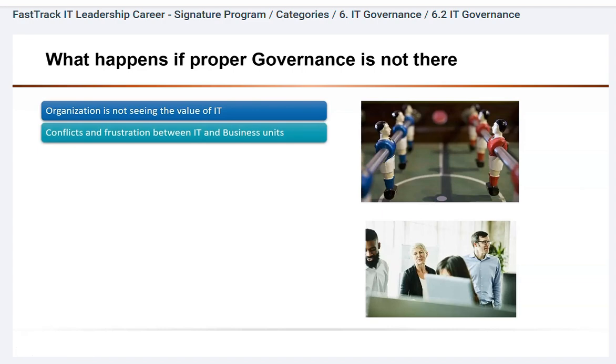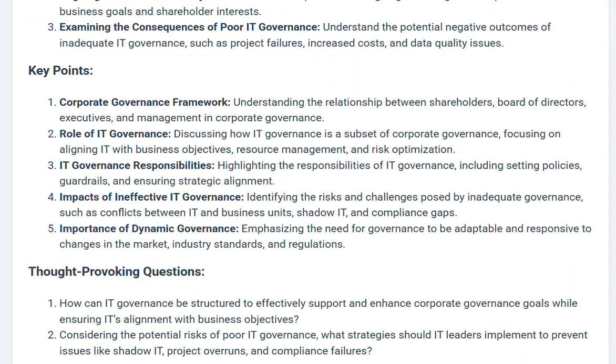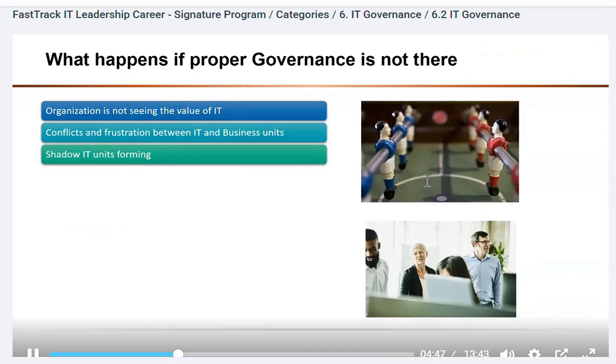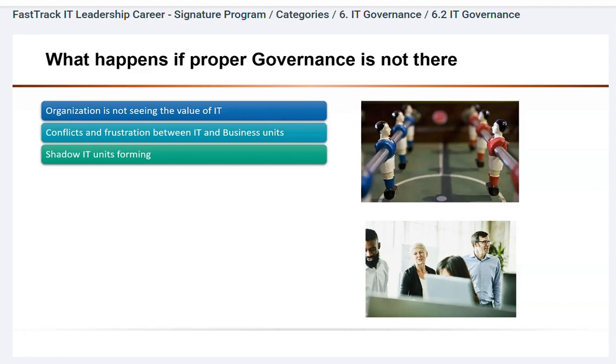Conflicts and frustration between IT and business units. If there is no alignment, if the governance is not doing its job or is not there, the business might be saying let's go to north and IT might be saying let's go to south. So there are conflicts between those two teams. And shadow IT units forming. If the business is not able to get what they want from IT, then they may say, okay, let's hire our own IT people and get the job done. So they have shadow ITs forming. It's a representation of bad IT governance in the company.